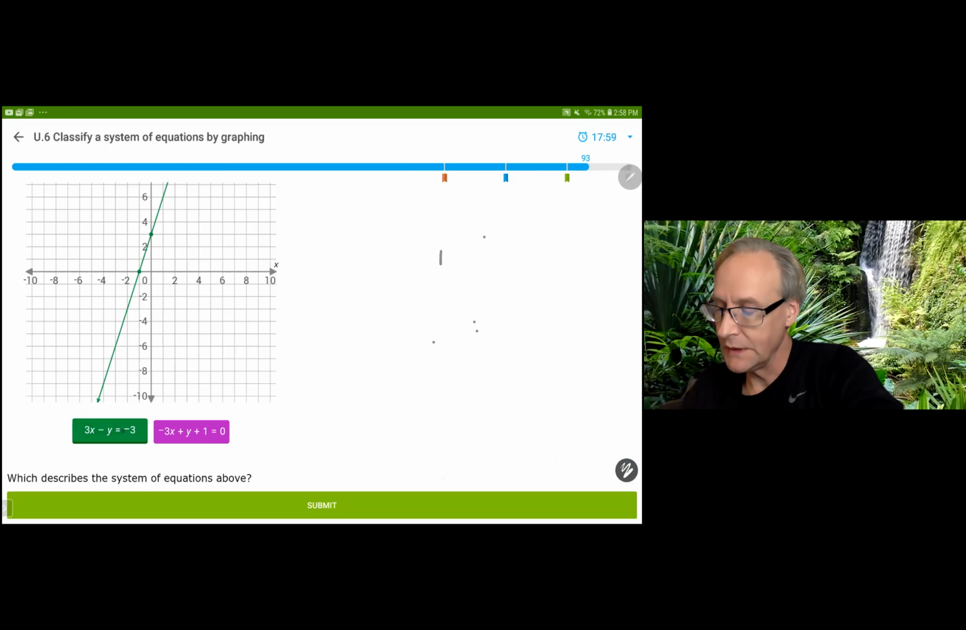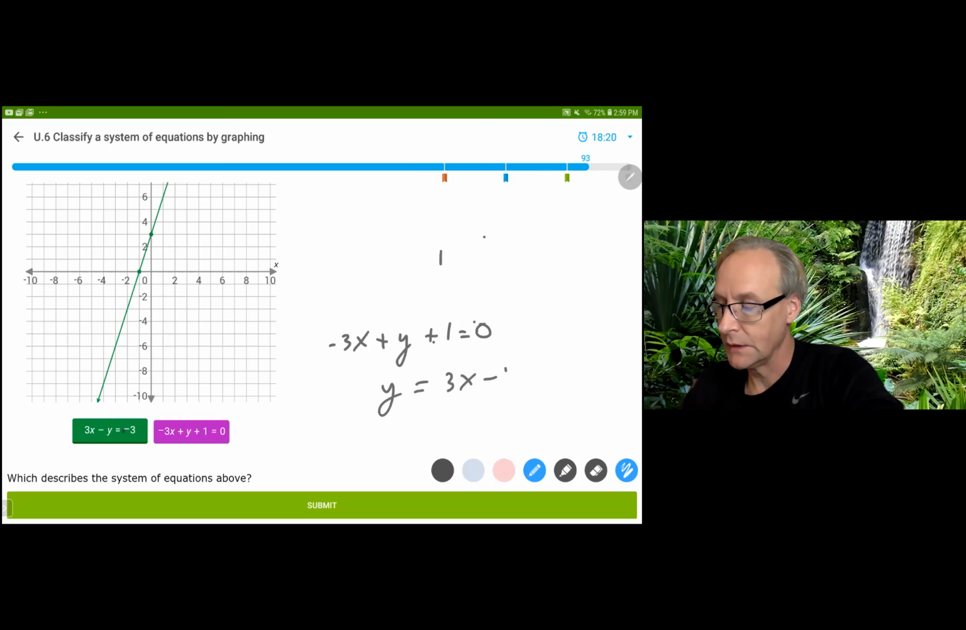Now my second one is a little harder to see because I'm going to solve it for y. Can everybody see why I chose to do that? Hopefully you can. I had negative 3x plus y plus 1 equals 0. And I'm going to add 3x and subtract 1. So I'm going to have 3x minus 1. I just did this and this. And what I get is this.